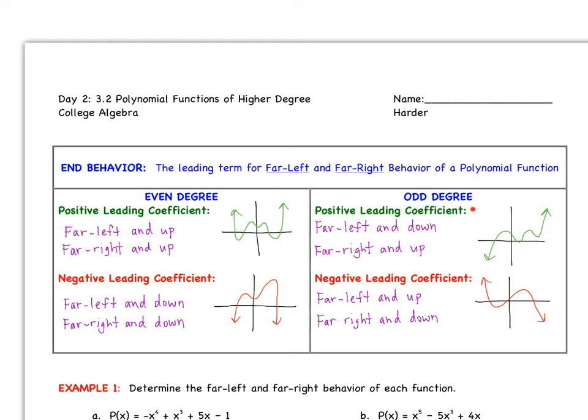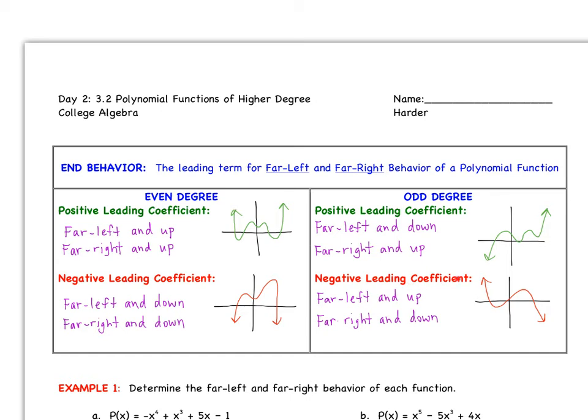Now if we look at odd degree polynomials with a positive leading coefficient, we could think of a line with a positive slope. Again, I don't care what's happening in the middle, but picture a line with a positive slope. What's it doing in the end? Well, as we're going far left, y is going down. As we're going far right, y is going up. So we have far left and down, far right and up.